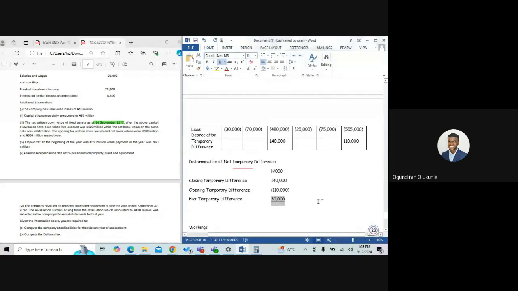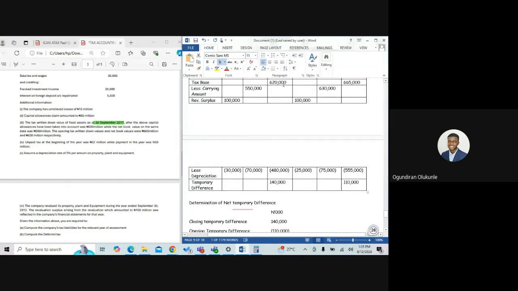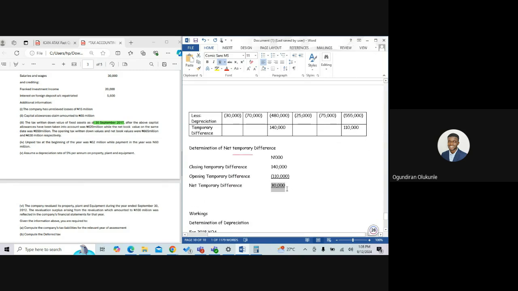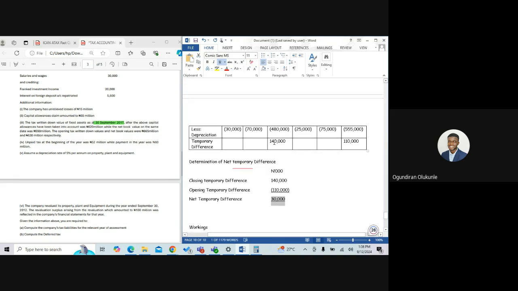Where are you with me now? When the tax base is higher than the carrying amount, you say you have a deductible temporary difference, right? And the deductible temporary difference gives rise to what? Deferred tax asset. It's called deferred tax asset.